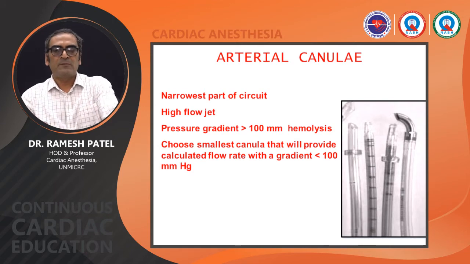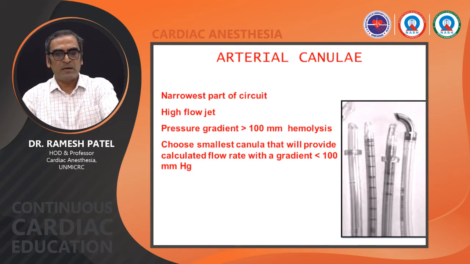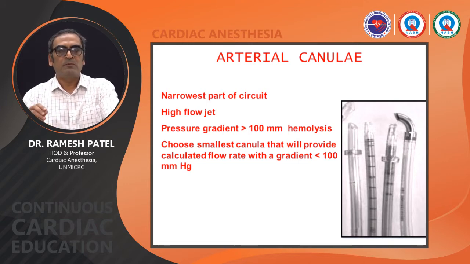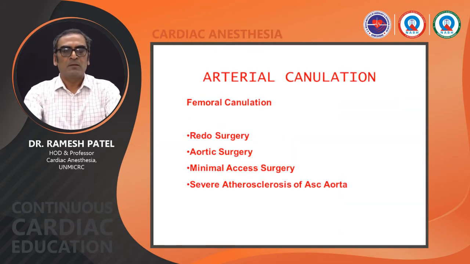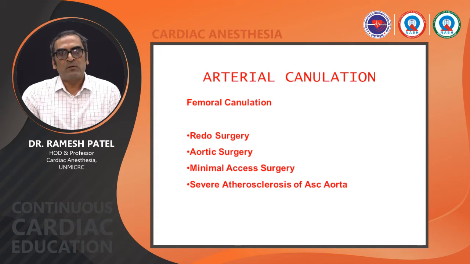Arterial cannula: the right side is a photograph of the arterial cannula. You can see the tip. Many arterial cannulas have a metal tip, some have a straight tip and some a curved tip. This is the narrowest part of the CPB circuit, and it creates a high flow jet. But we have to keep in mind that during management of CPB, the pressure gradient at the tip of the arterial cannula should not be more than 100 millimeters of mercury. Sometimes femoral cannulation is also required, in patients like redo surgeries, aortic surgery, minimally invasive surgery, and severe atherosclerosis, where we cannot cannulate the ascending aorta directly.